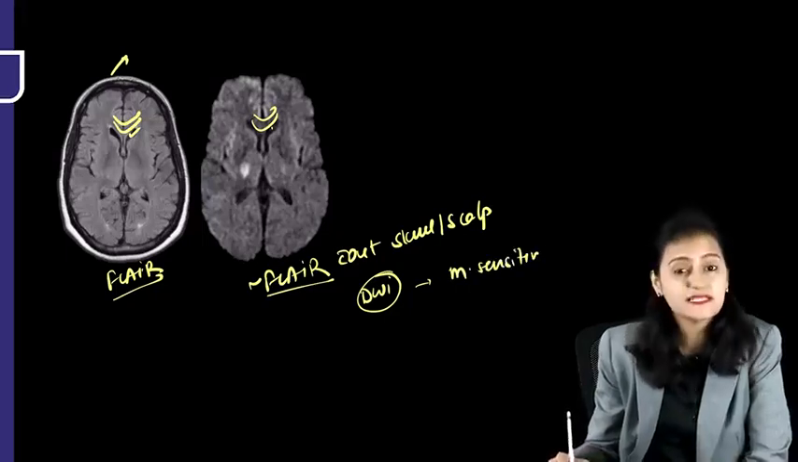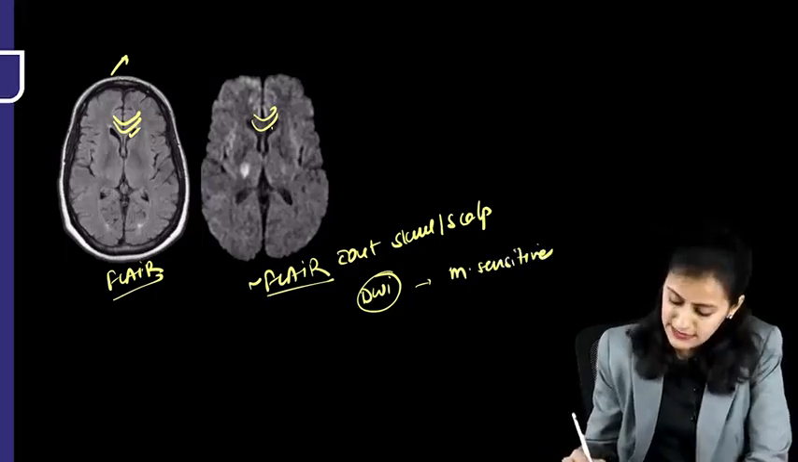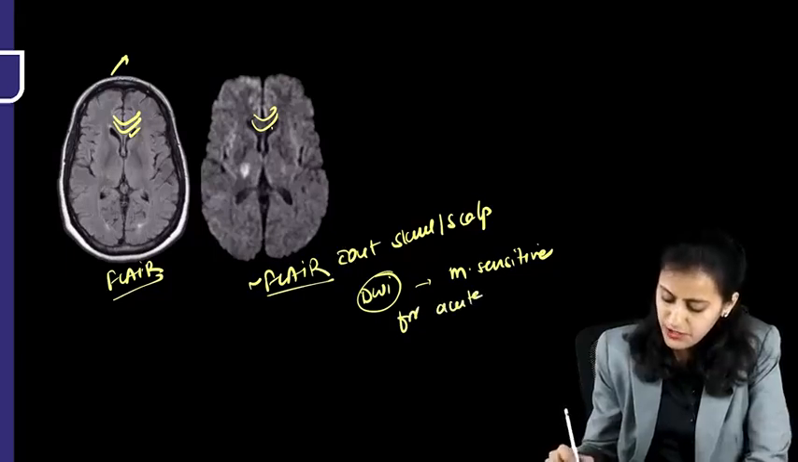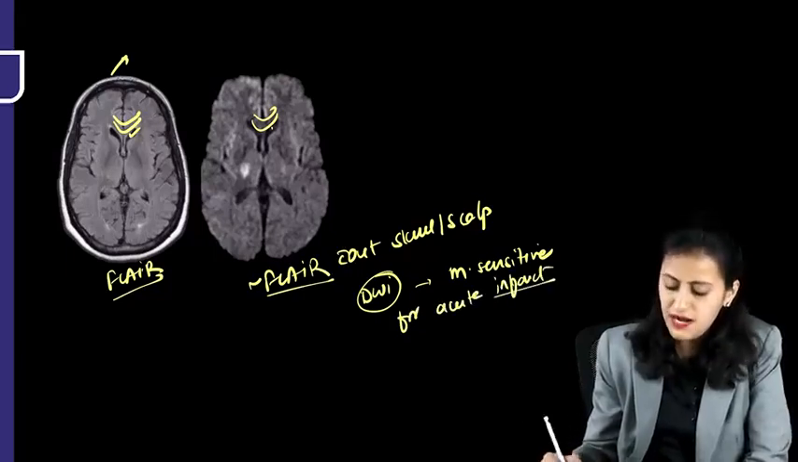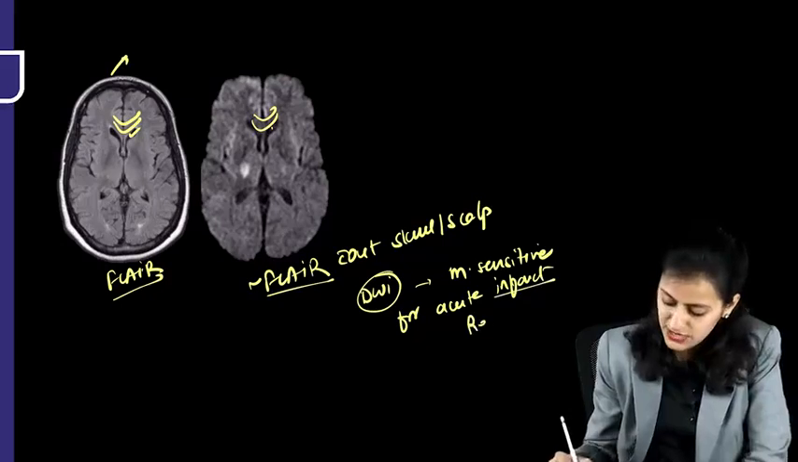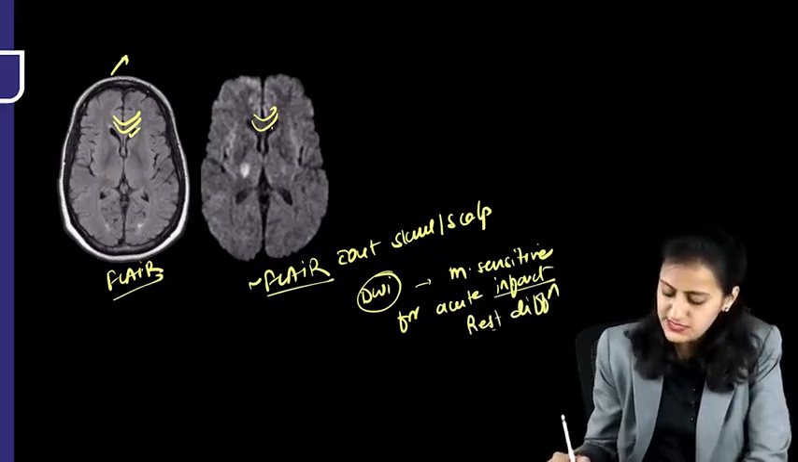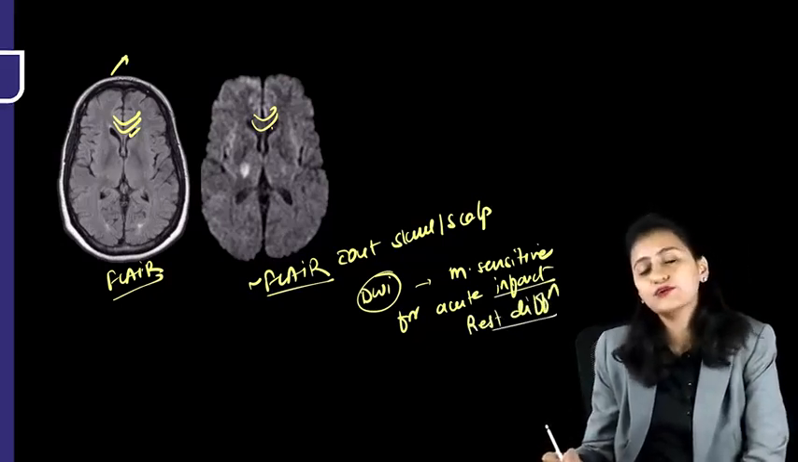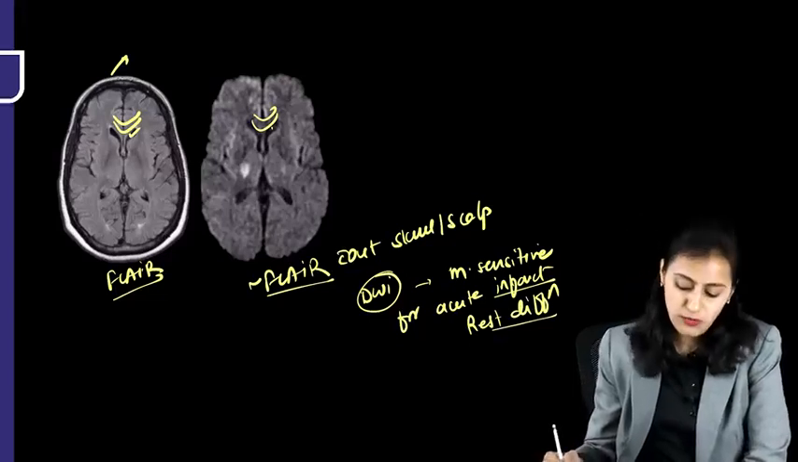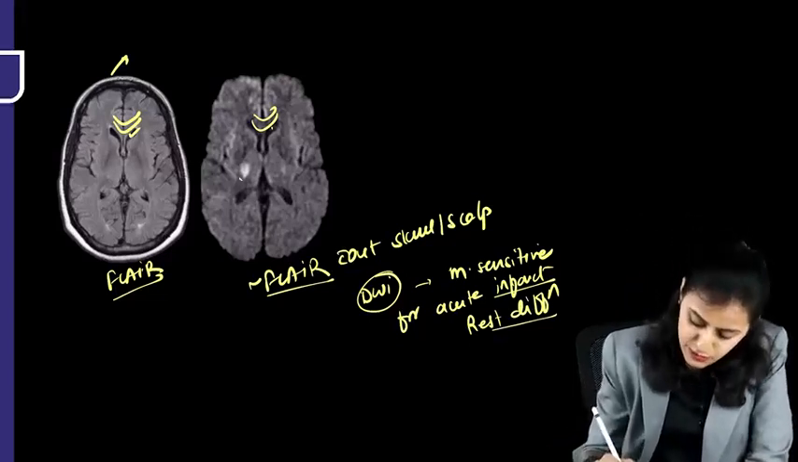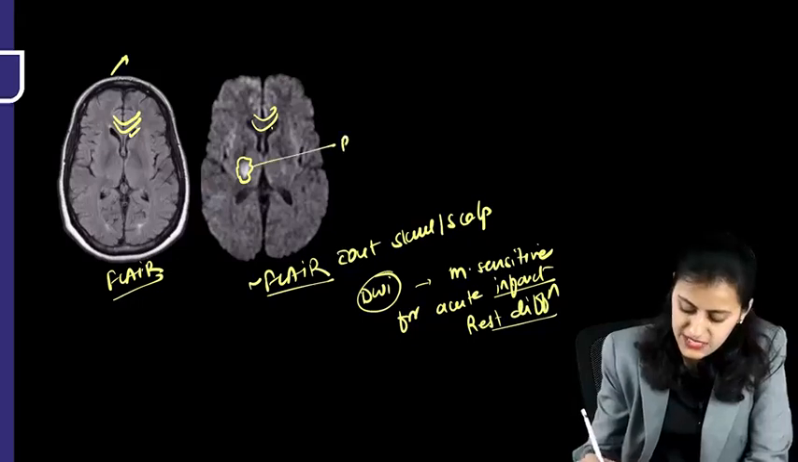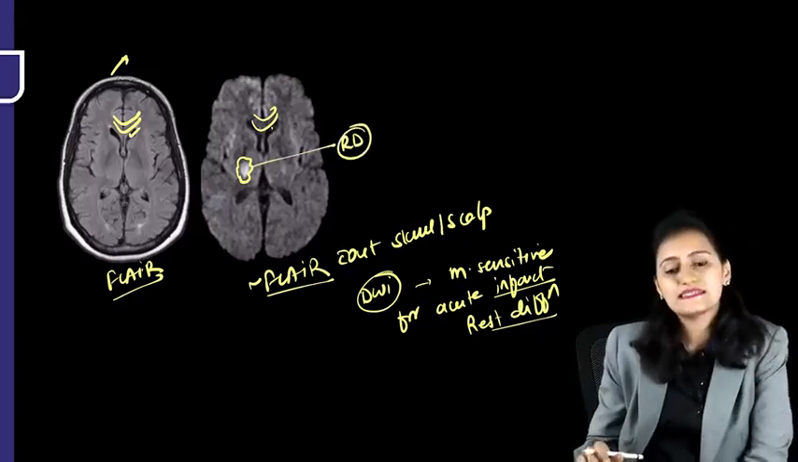Which is the most sensitive sequence. What is the importance of DWI? It is the most sensitive sequence for acute infarct, right? It shows restricted diffusion. So it is the earliest to pick up the acute infarct. CT scan can be normal in early infarct. This is what you are seeing here, an area of restricted diffusion, likely suggestive of acute infarct.